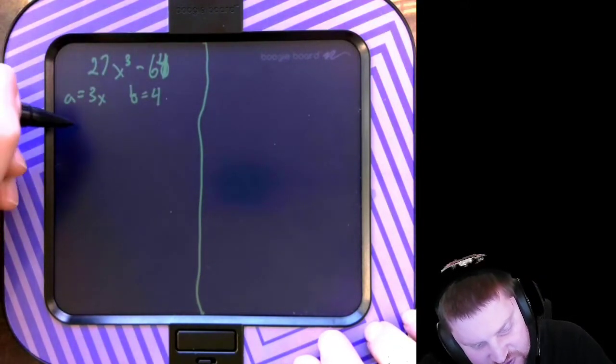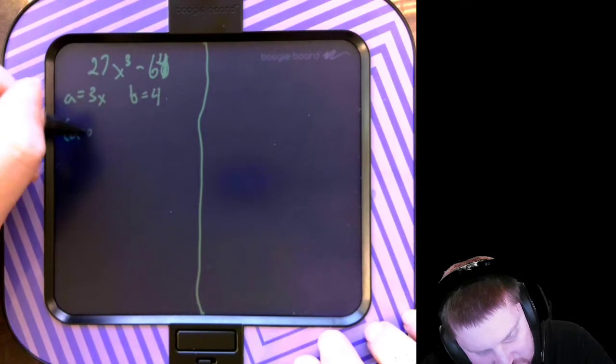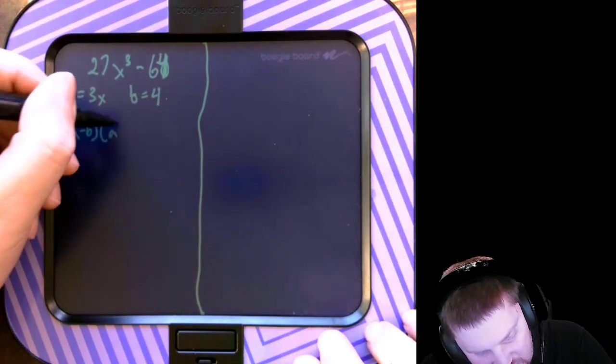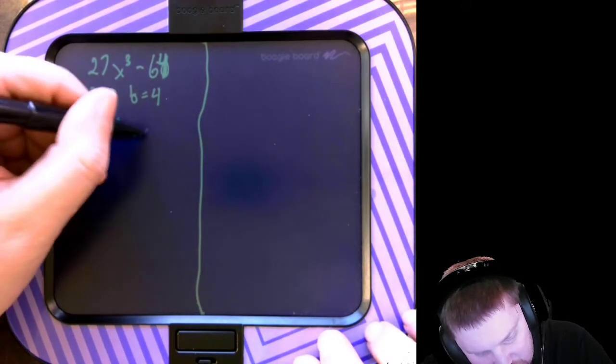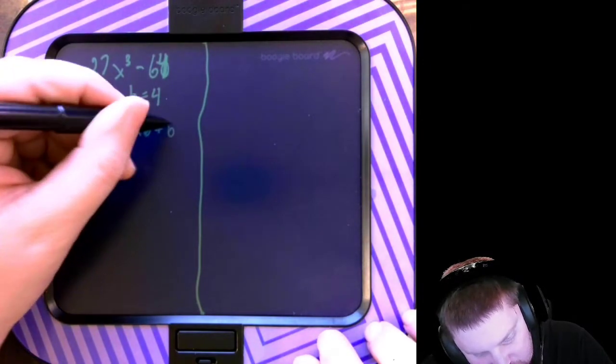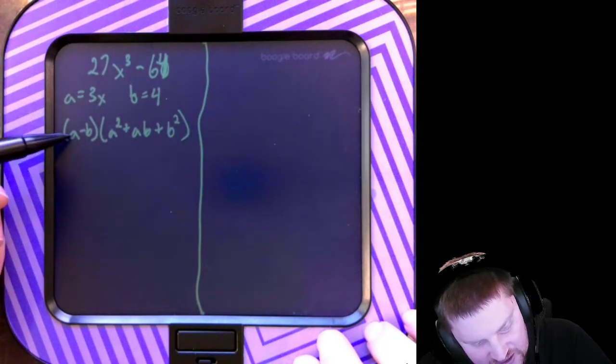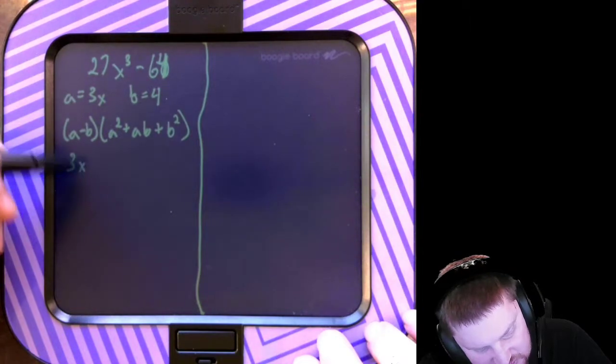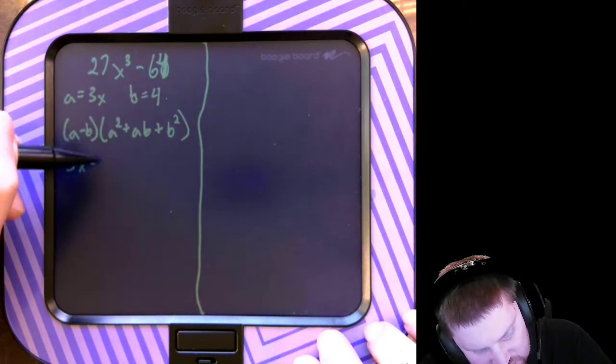And remember, the difference of cubes formula is a minus b times a squared plus ab plus b squared. So plugging this in, I get a, which is 3x, minus b, which is 4.